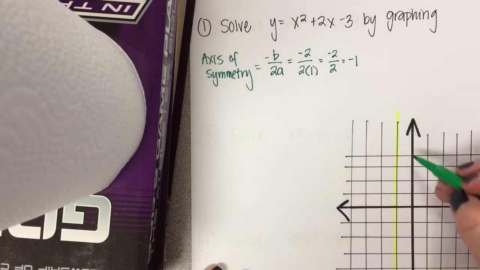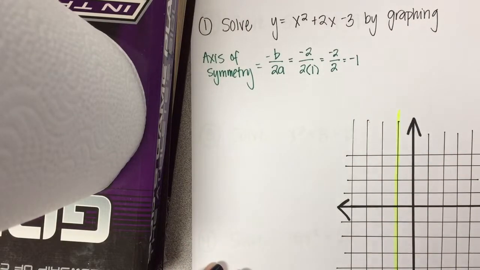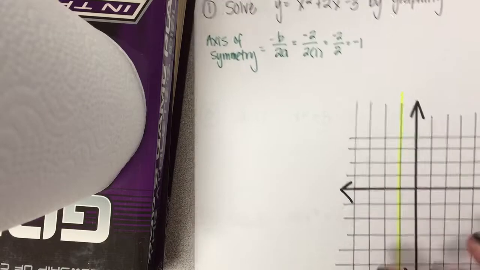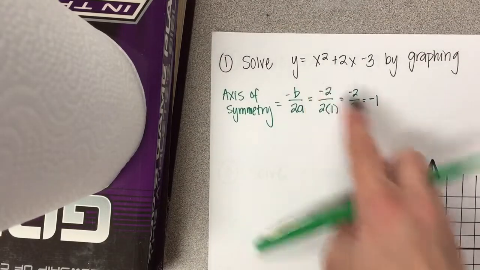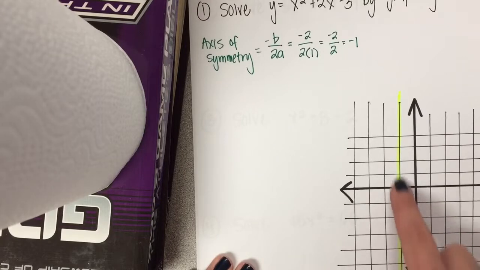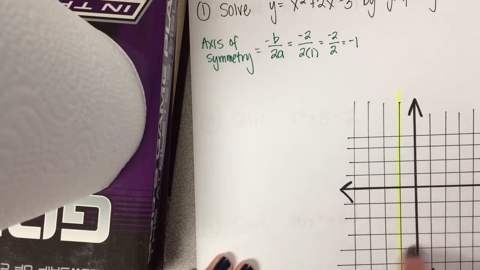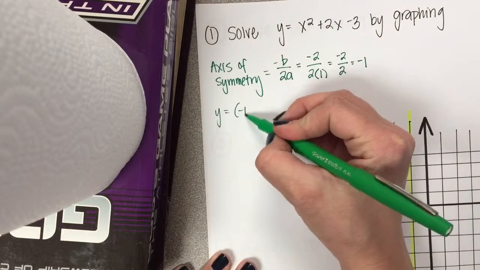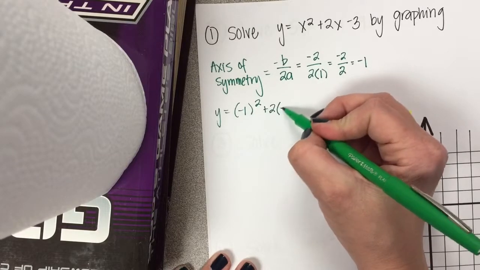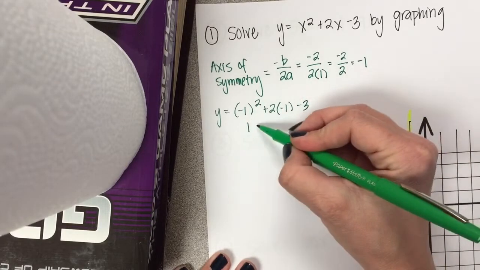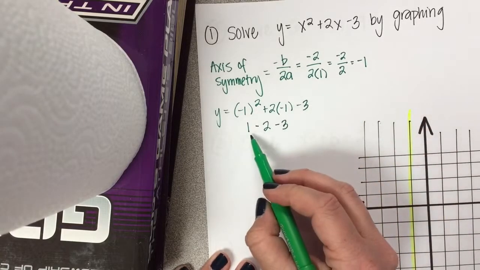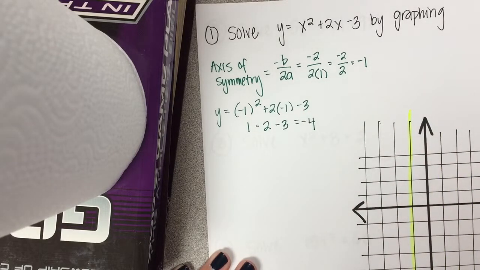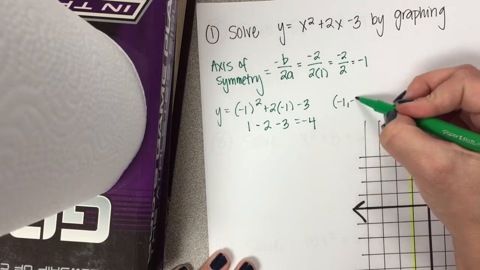So now that I know that's where the center is going to be, I need to figure out where the bottom or the top is going to be. Because this is positive, I know it's going to be opening up. So it's going to have a vertex somewhere below. Okay, so I take negative 1 and I plug it in. So y equals negative 1 squared plus 2 times negative 1 minus 3. So that's 1 minus 2 minus 3. So 1 take away 2 is negative 1, minus 3 is negative 4. So now I know the vertex is at negative 1, negative 4.